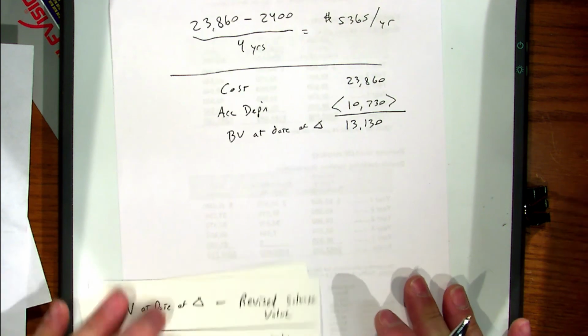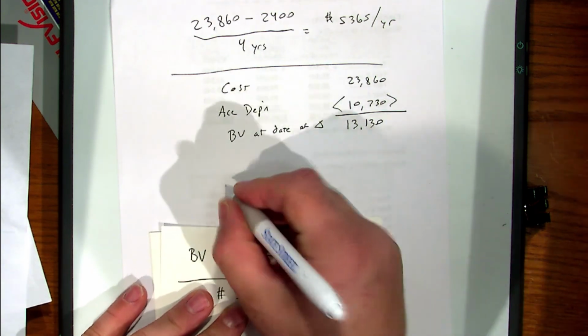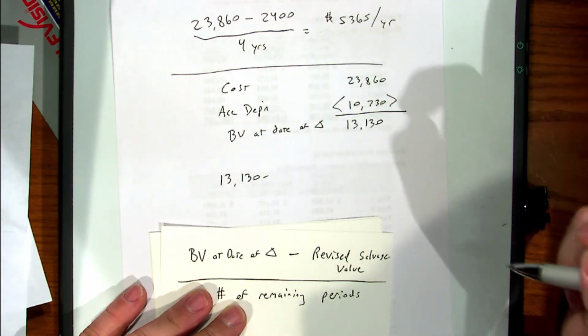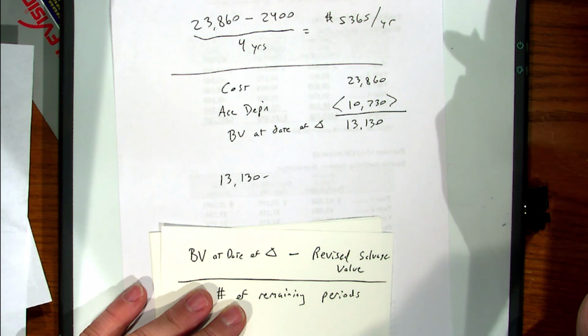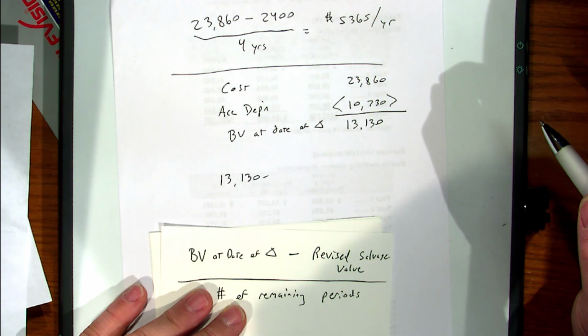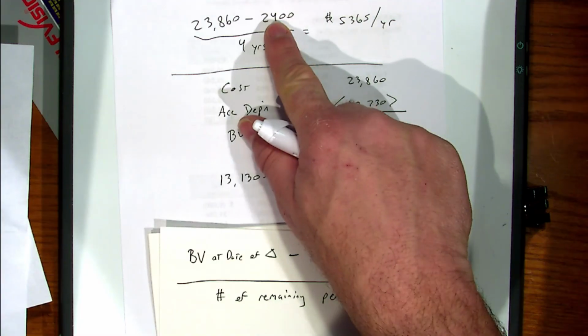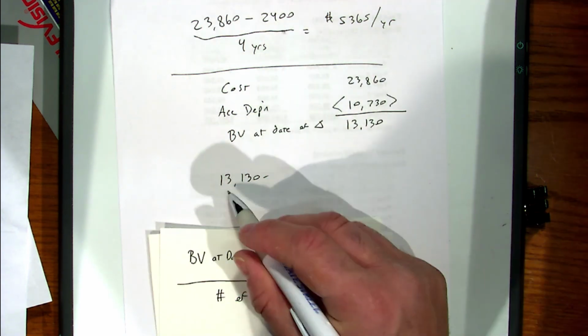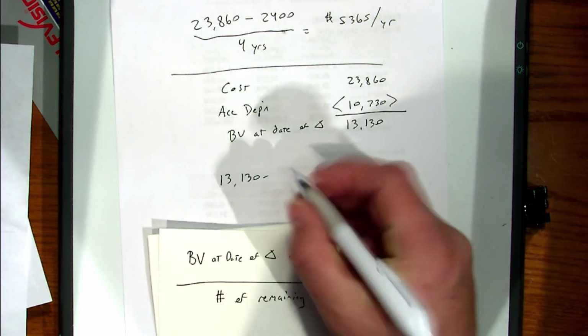Okay. So, following this formula, we're going to take 13,130, the book value at the date of change, minus the revised salvage value, which I believe is still $2,000, isn't it? Or, let's see. What's the revised salvage value? Oh yeah, 2,000. It changes to that. Okay, yeah. Let me look one more time, make sure I don't make a mistake. It was originally 2,400, which is what we used up here, but now it's been changed to what? 2,000. So 13,130 minus the revised salvage value of 2,000.